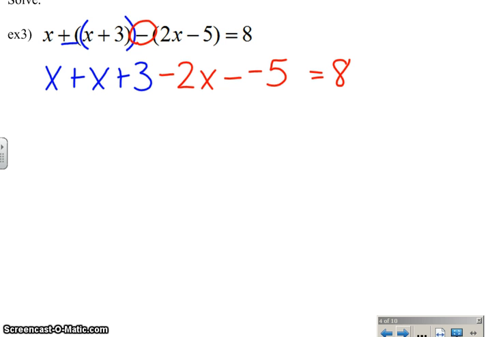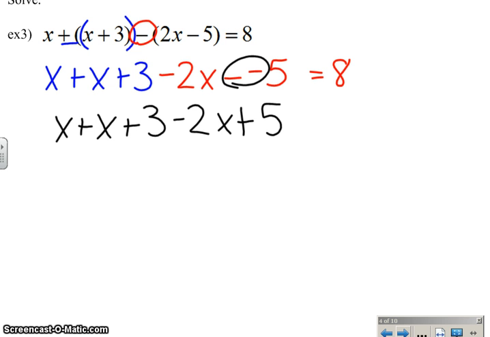Big thing here is that minus negative. Alarm should already be going off in your mind. That just doesn't even sound nice. So we're going to change this minus negative into a plus 5. So I'm just going to bring everything else down. And now we're ready to combine like terms.